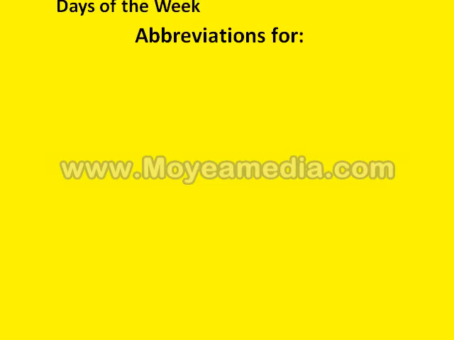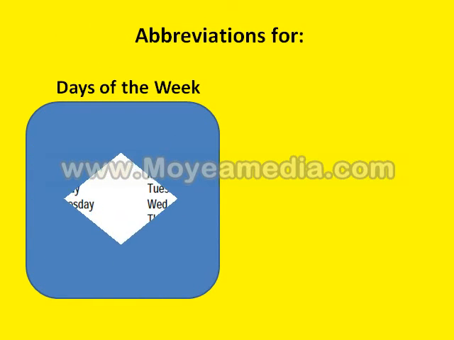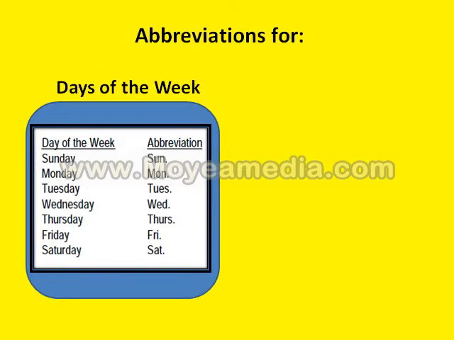Alright, grade 4, let's keep moving. Now let's have the abbreviations for the days of the week. So we have 7 days in a week, namely Sunday, Monday, Tuesday, Wednesday, Thursday, Friday, and Saturday. So how are we going to abbreviate Sunday? Very good. It's SUN followed by a period. How about Monday? Very good. MON followed by a period. Anyone who can give me the abbreviation for Tuesday? Very good. TUES followed by a period.